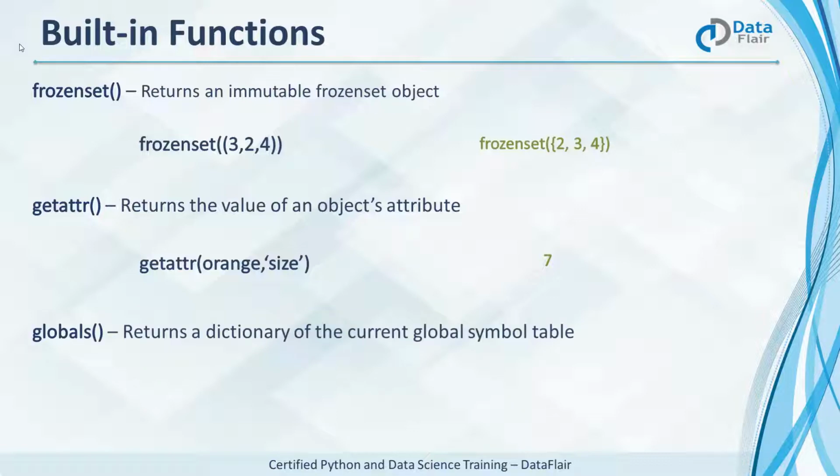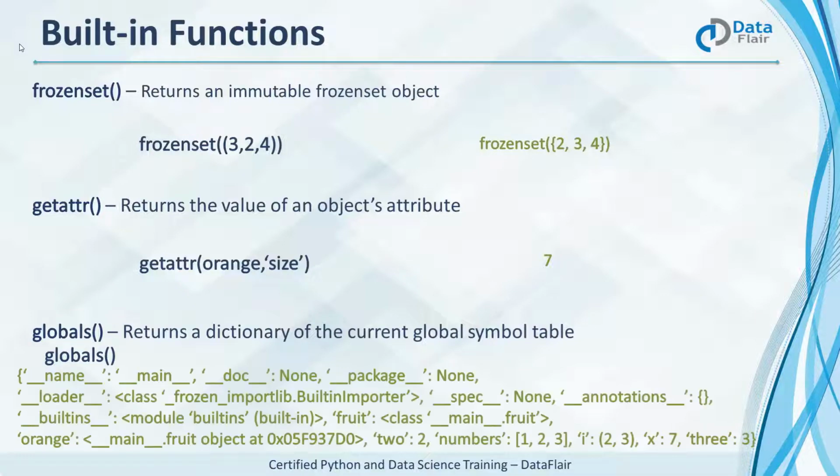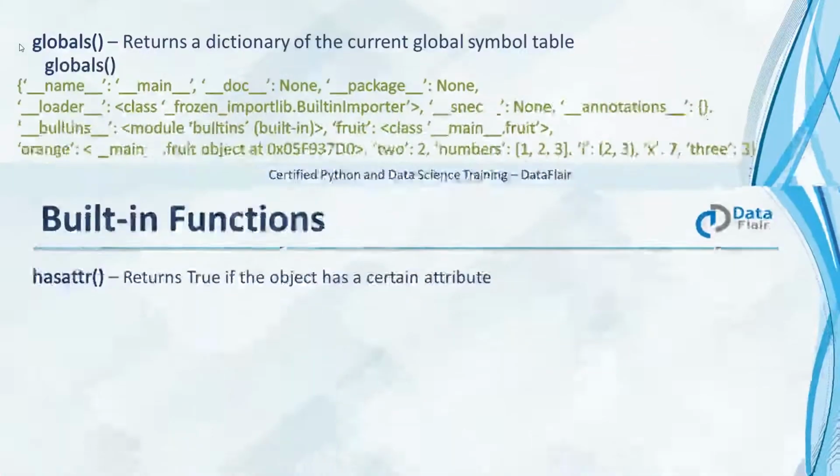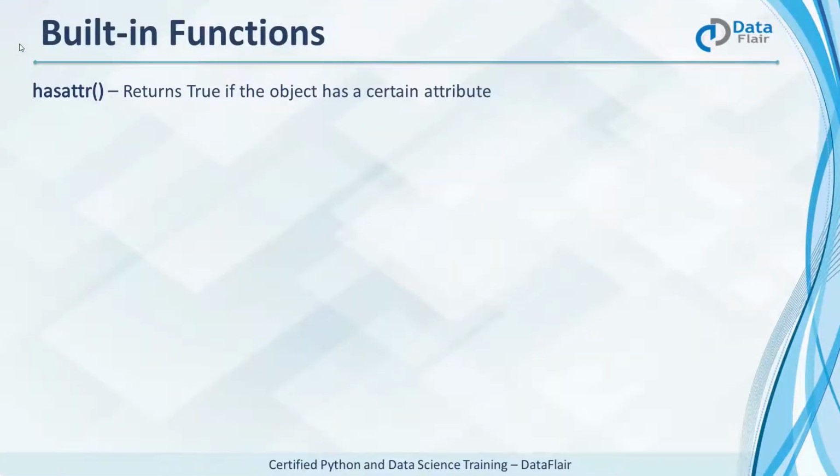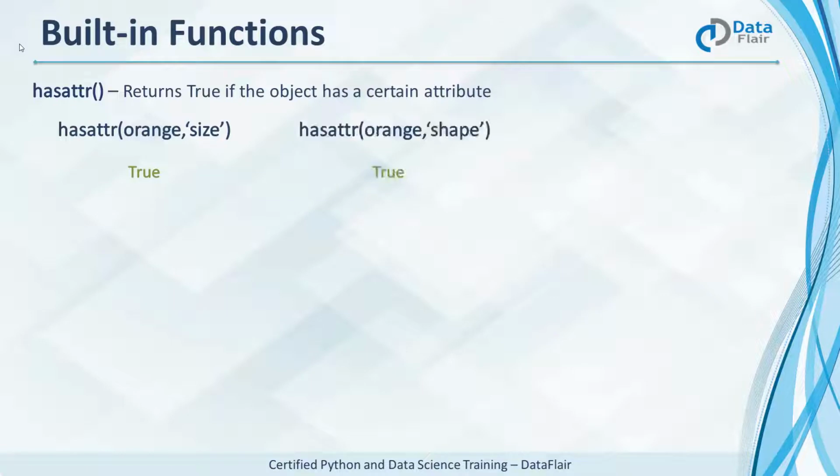Globals returns a dictionary of the current global symbol table. These are the names we can currently access and their values. Hasattr checks whether an object has a certain attribute. Orange has a size. It also has a shape, but it does not have a color.